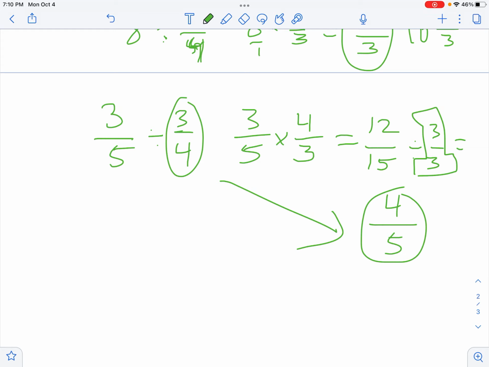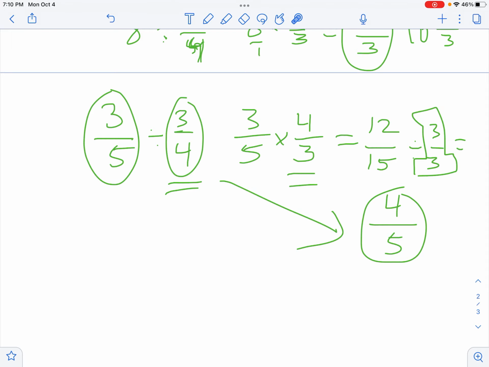So the general solution to division is you take the number you're dividing by, right? I'm dividing by 3/4, and I change that to a multiplication problem. I'm multiplying by 4/3. So the first number stays the same. Sometimes people say keep. This becomes multiplication, and the second number gets flipped.